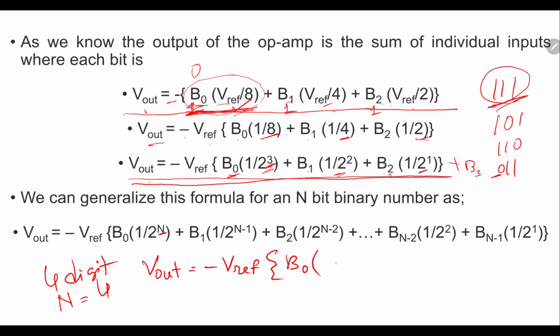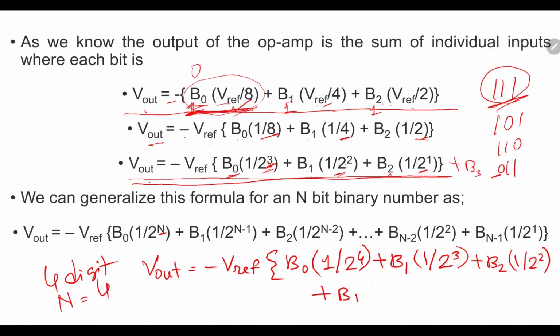So here the power of 2 will be 4, plus B1 times 1 by, next what will be the power? See, here it was 3, then 2, then 1, so it is gradually decreasing. So here the power will be 2 to the power 3, then plus B2 times 1 divided by 2 to the power 2, and finally the last term, B3 times 1 divided by 2 to the power 1. That's all.